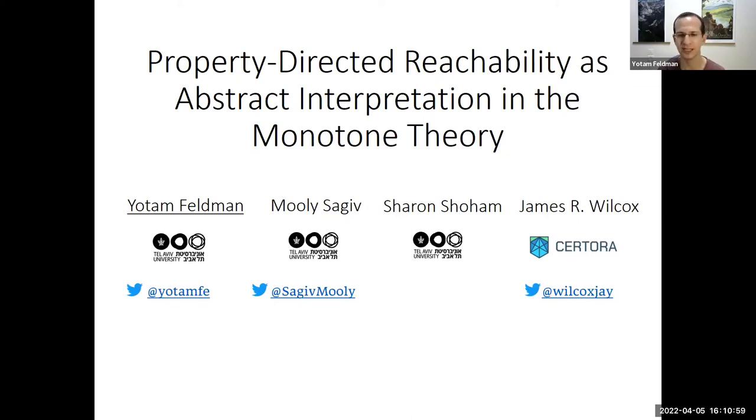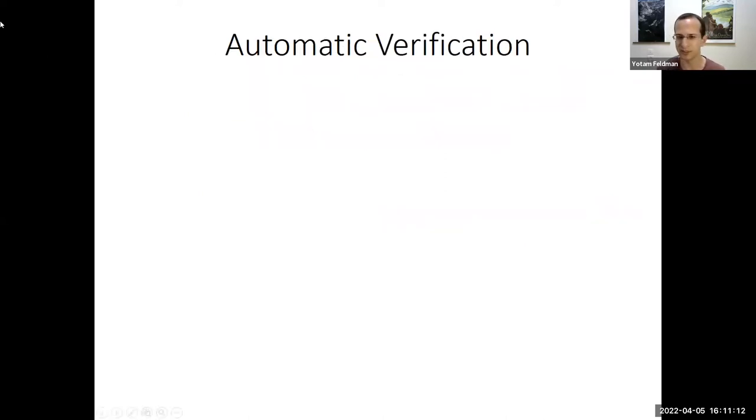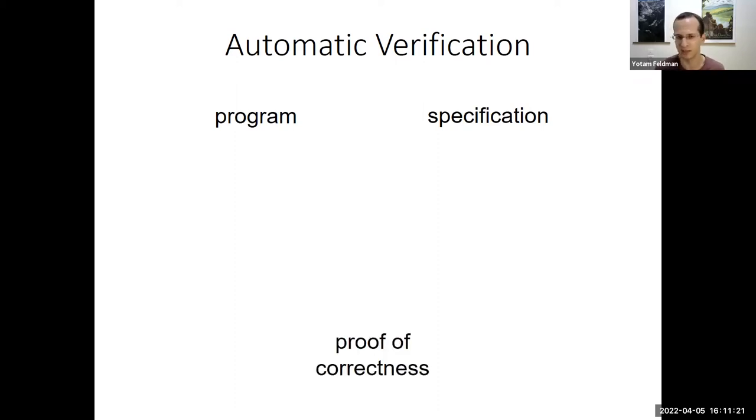Today I want to talk about a joint work with Moses Agil, Sharon Schramm, and James Wilcox that was published in last paper, and it's about invariant inference, which is a form of automatic verification. And in automatic verification, we are given some program and some specification that the program is supposed to adhere to, and we want to have a proof of correctness, a proof that the program indeed adheres to the specification.